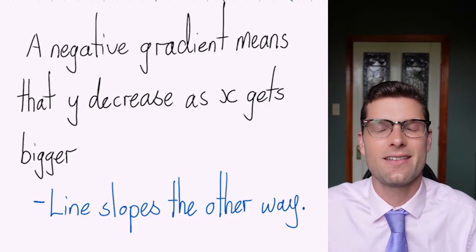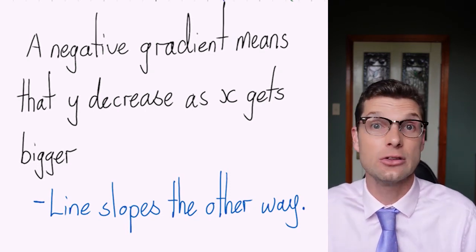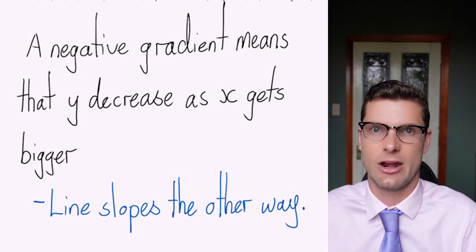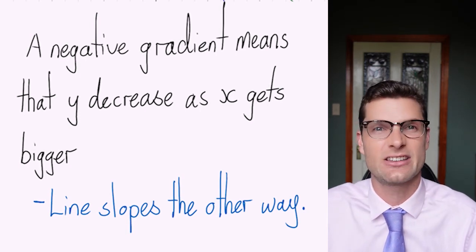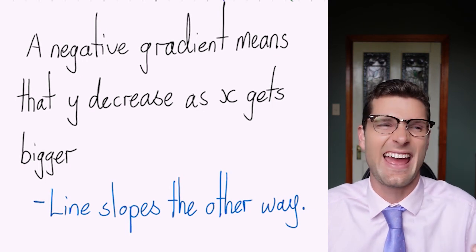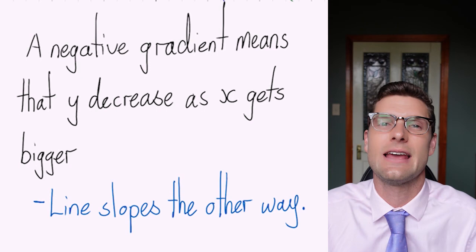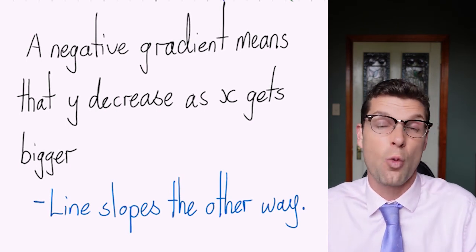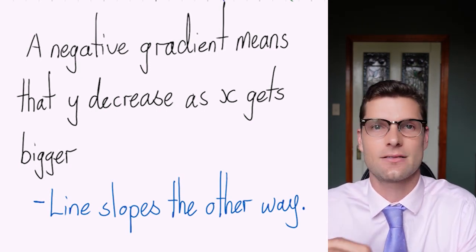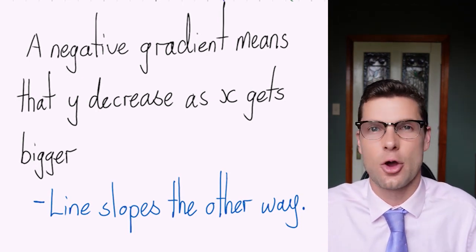So the way to think about it is if the gradient is negative, it's trending downwards. So the line's going in the complete opposite direction. You should always be able to tell if a gradient is positive or negative just by looking at it and going, oh, that one's going up, must be positive. That one's going down, must be negative. So what it's resulting in is as x gets larger, y gets smaller, and this results in the line sloping the other way.